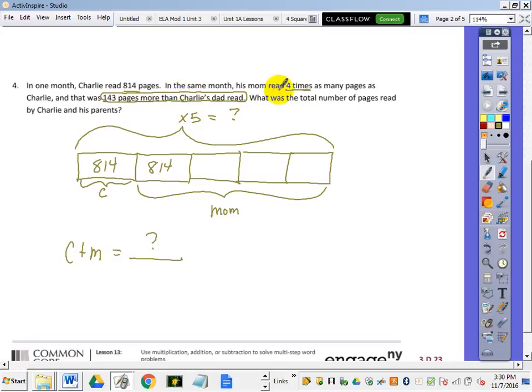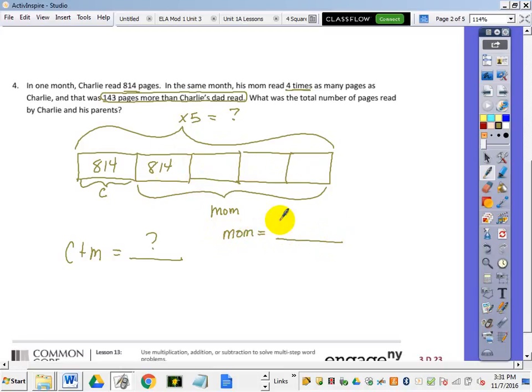Okay, the same month, mom read 4 times as many pages as Charlie, and what else did she do? And that was 143 pages more than Charlie's dad read. So his mom read 4 times as many pages as Charlie, and that happened to be 143 pages more than Charlie's dad. So they want you to do this multiplication down here. This would probably be easier because now we got 1, 2, 3, 4. So mom, just mom equals. What does she equal just with the 4?